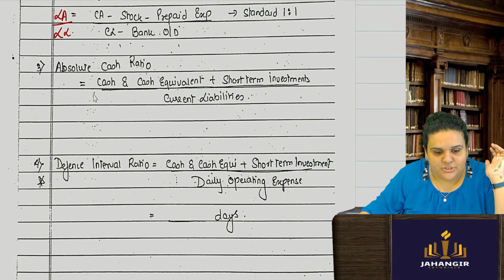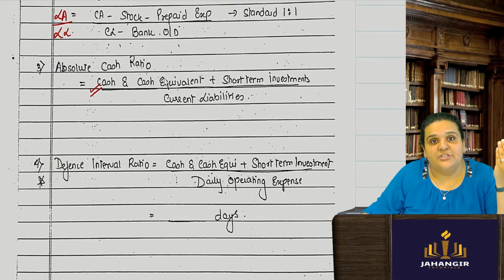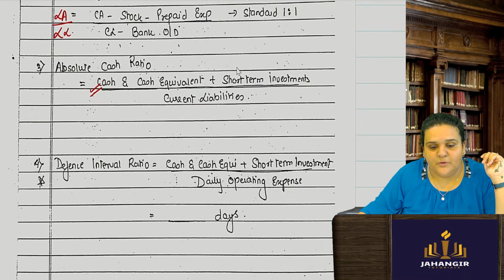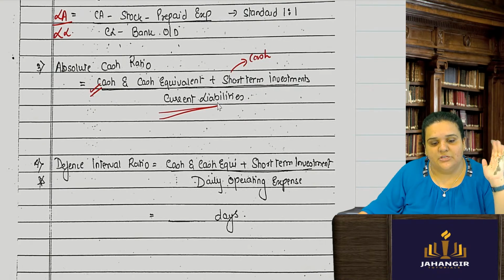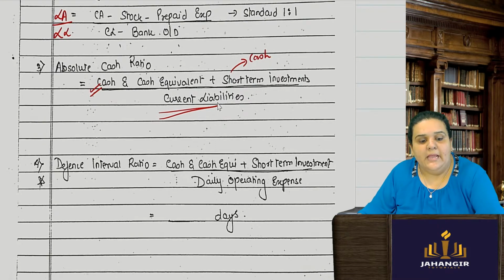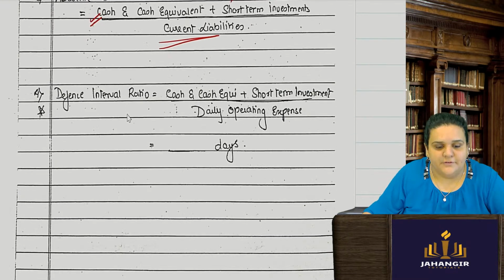So we have our cash. Then there can be cash equivalents, cash in the bank, etc. So cash and cash equivalents plus any kind of short-term investment which can be converted into cash within 1 or 2 days, upon current liabilities. Absolute cash ratio. And the fourth one is defense interval ratio.